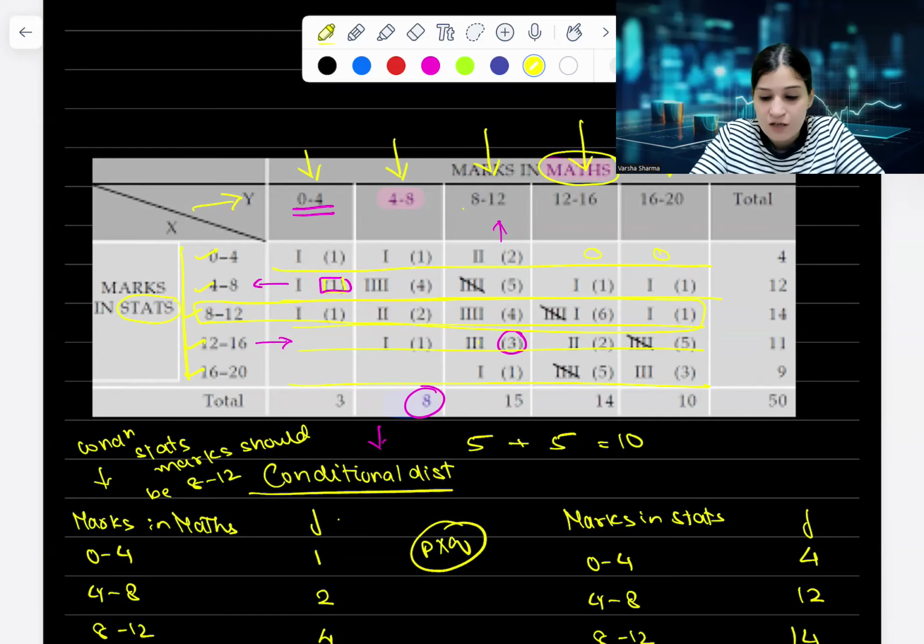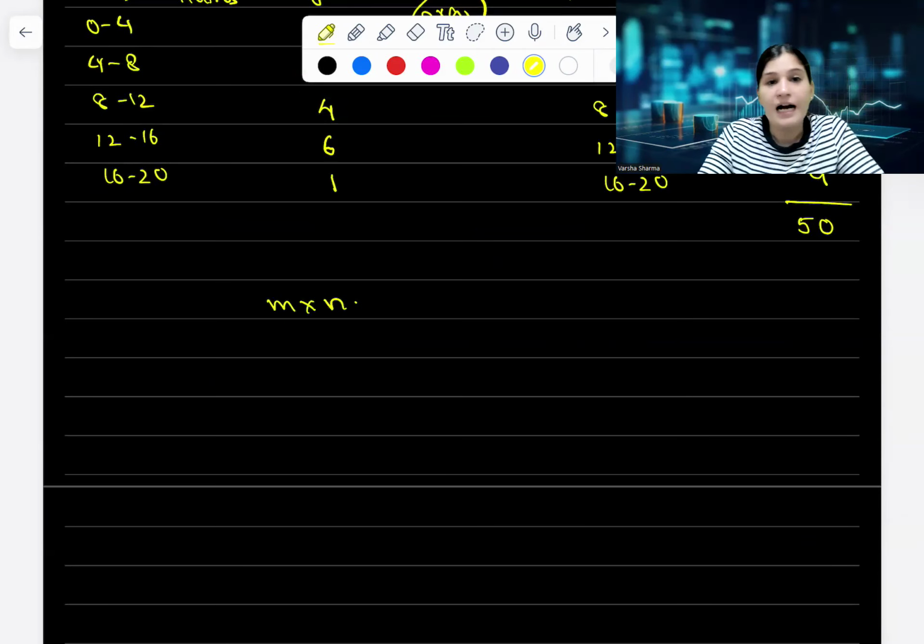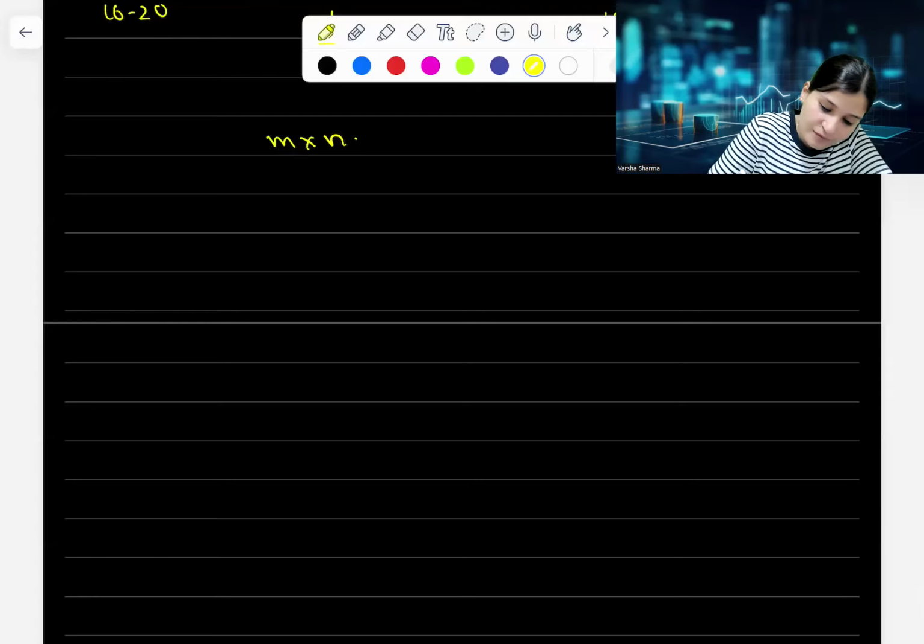So if I tell you that there is a classification M into N, a bivariate frequency distribution has M by N classification. You tell me how many marginal distributions are possible? 2, ma'am. Conditional? M plus N. How many entries or cells? M into N, MN. Everybody clear? Yes, ma'am. So this is what we will be needing.